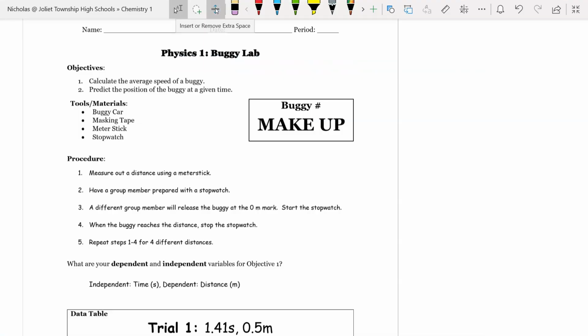All right, in this video, we're going to look at the makeup version of the Buggy Lab. I have it loaded here in Microsoft OneNote. The Buggy Lab consisted of a toy car, and we measured out various distances with our meter stick. And then what we did is we timed to see how long it took the buggy to go those distances.